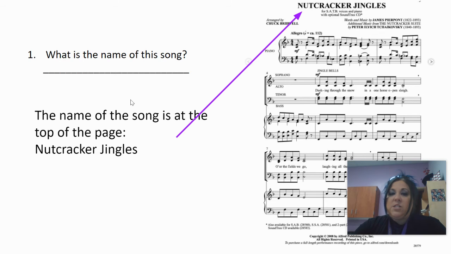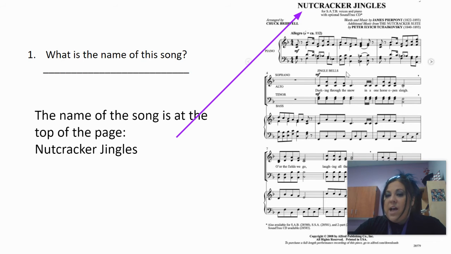The name of this song, some of you guys wrote Jingle Bells, which is right here. The actual name of this entire song is up here at the very top, Nutcracker Jingles. It tells us this is for SATB, soprano, alto, tenor, and bass voices, and piano. You can also see this was arranged by Chuck Bridwell. The words and music were written by, additional music from, by. It gives us all the information at the top of the page here. So that's where you would look.